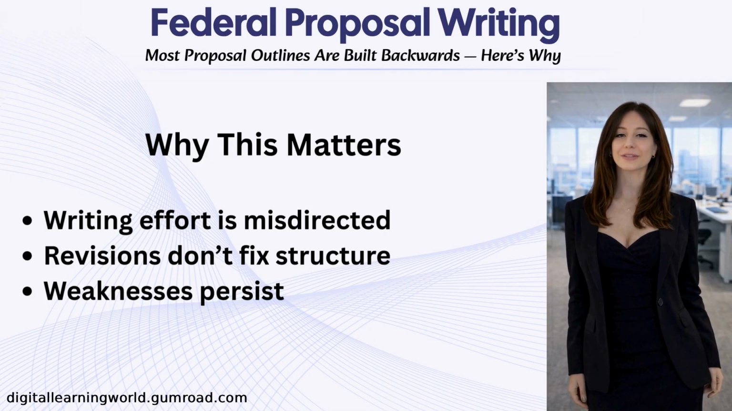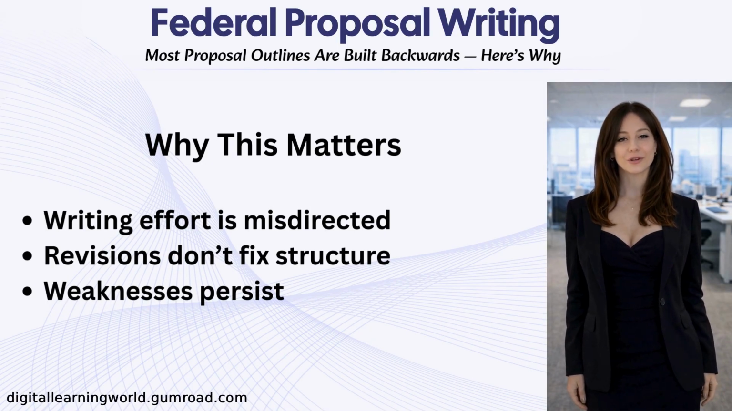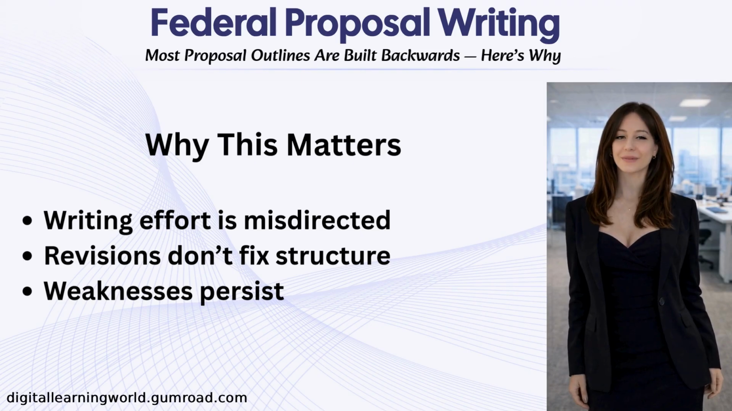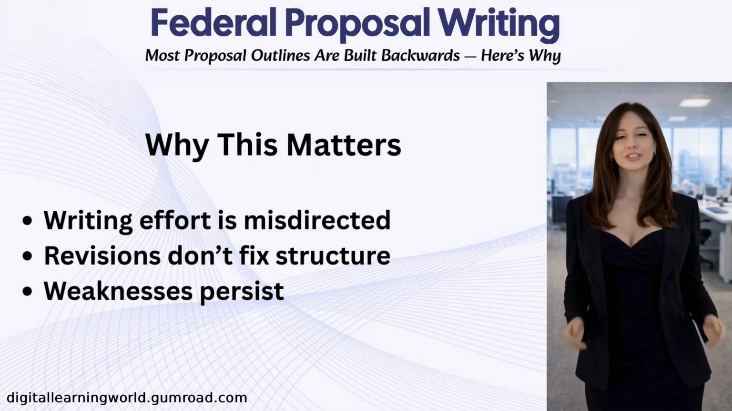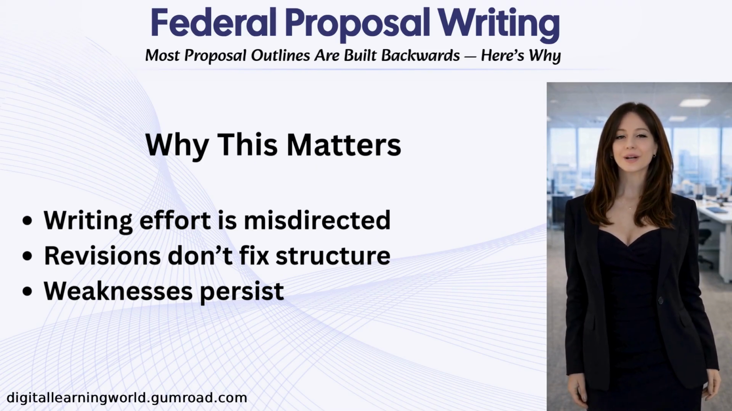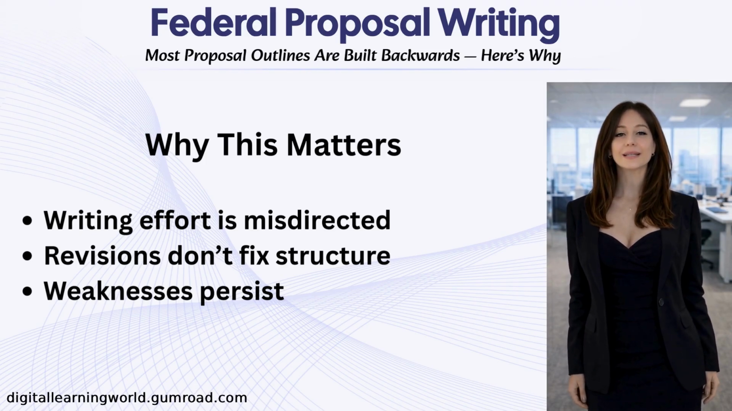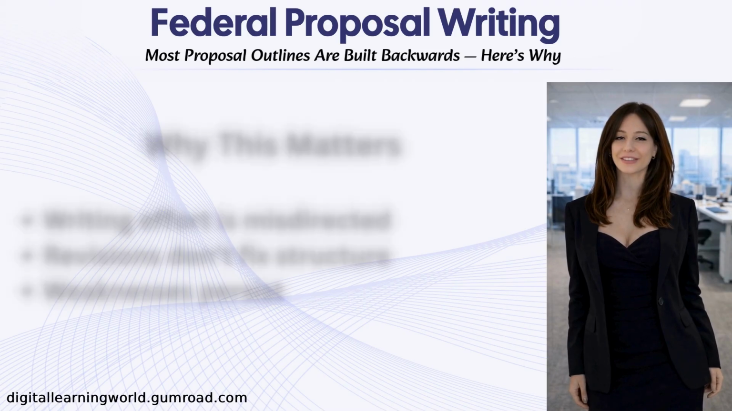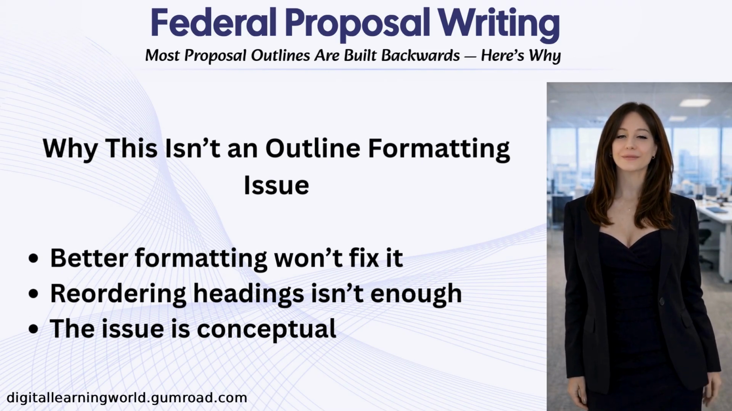Now let's look at why this matters. Writing effort follows structure. When the outline is backward, effort is invested in the wrong places. Teams polish sections that don't drive scores, while high-impact areas are constrained. Late revisions improve wording, but the underlying problem remains. And this brings us to an important boundary. This isn't a formatting issue. Changing headings or reordering sections doesn't fix backward logic. The issue isn't how the outline looks, it's how it was conceived.